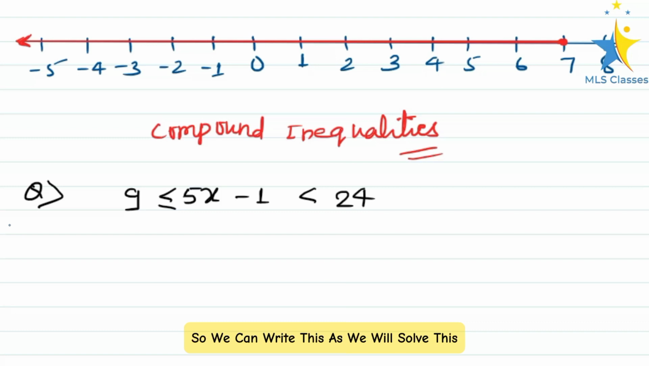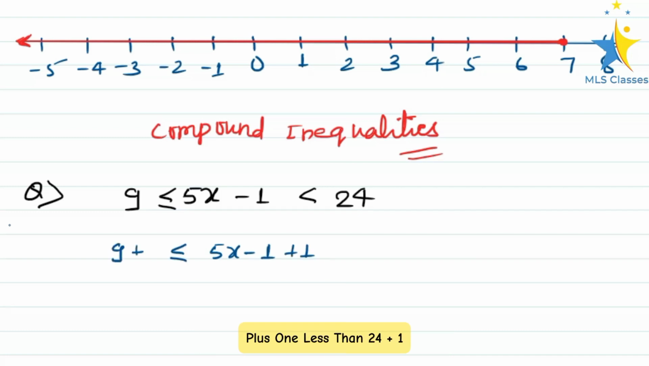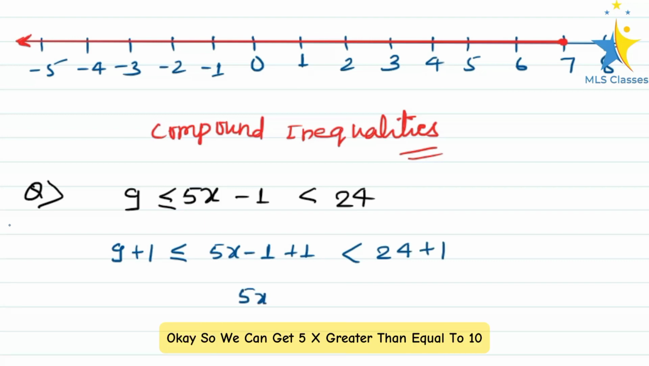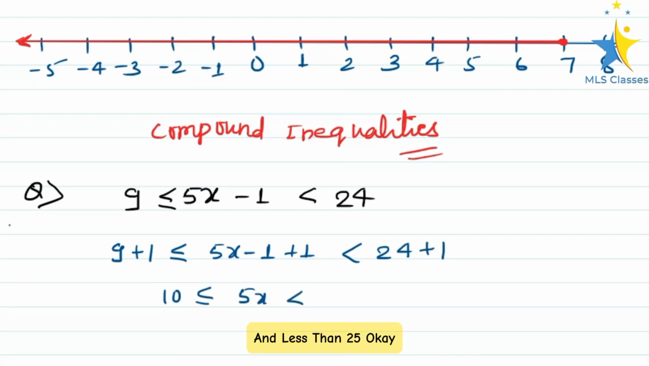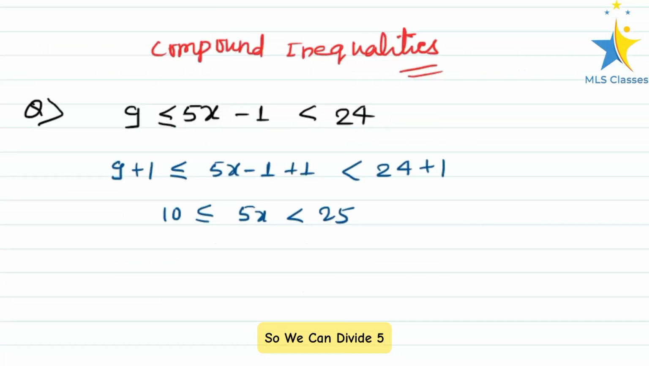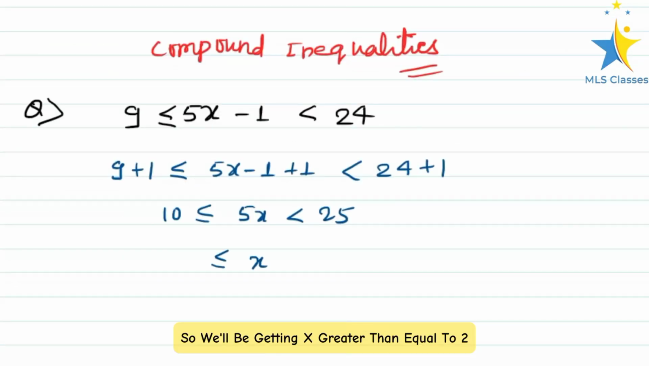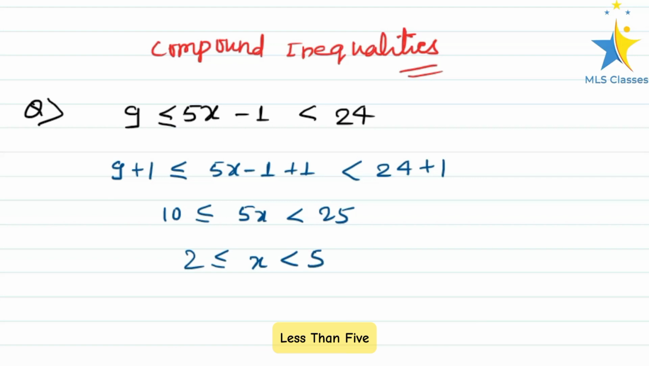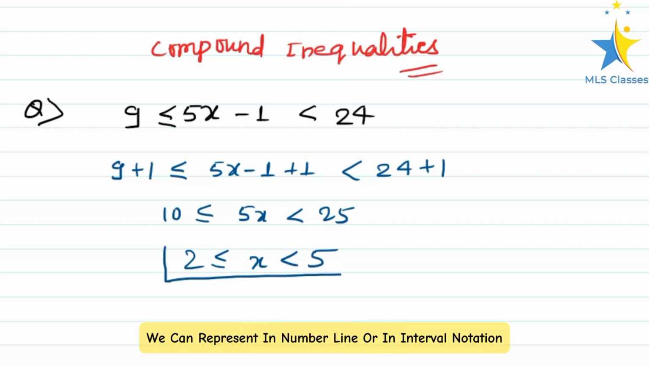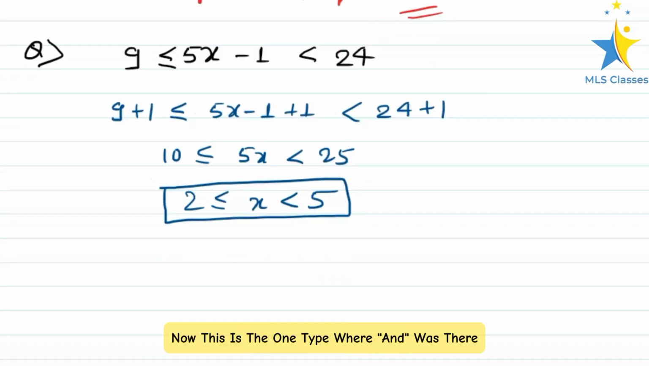We will solve this by adding 1 on all the sides. So you will get 5x minus 1 plus 1 greater than or equal to 9 plus 1, less than 24 plus 1. So we get 5x greater than or equal to 10 and less than 25. We can divide by 5, so we get x greater than or equal to 2 and less than 5. Now the same we can represent in number line or interval notation. This is the one type where "and" was there.